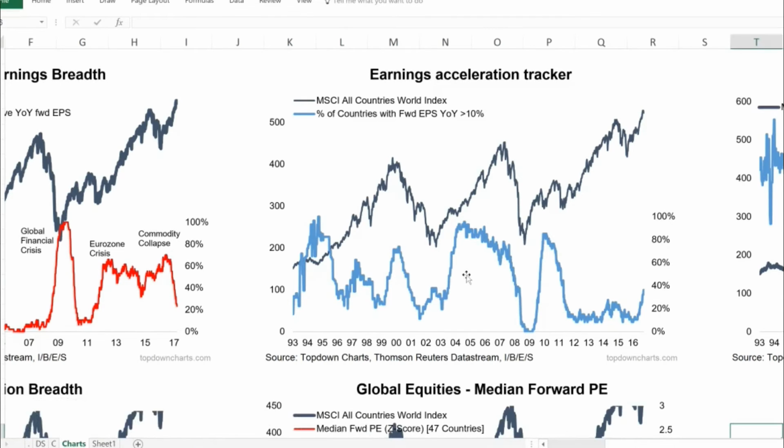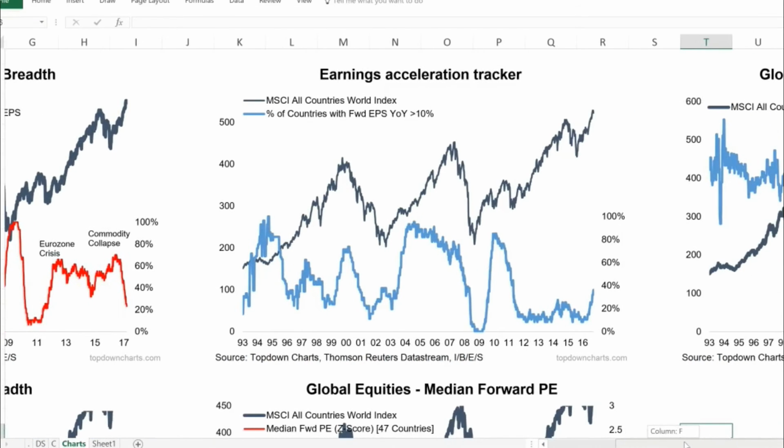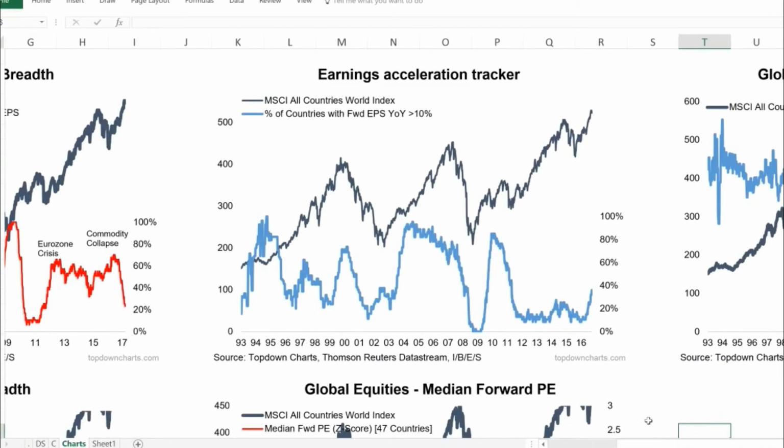But I always like to examine something from many different angles and bring in the different perspectives. And you look at this one here. I've got an earnings acceleration tracker. You could call it the global equities earnings accelerometer. And this blue line is the percentage of countries with their forward earnings growth, year-on-year growth, exceeding 10%.